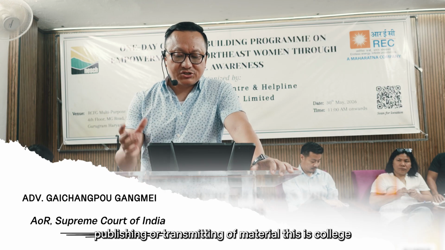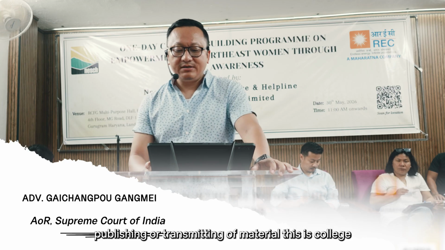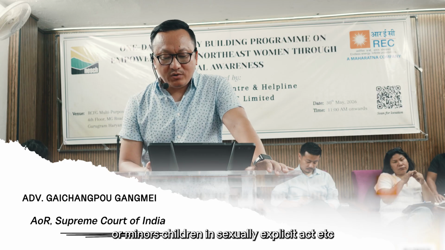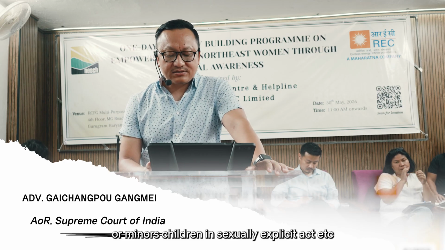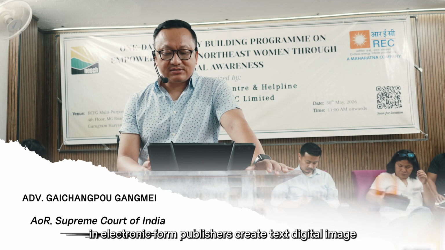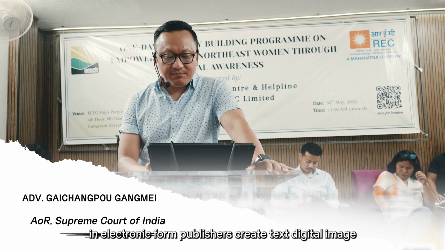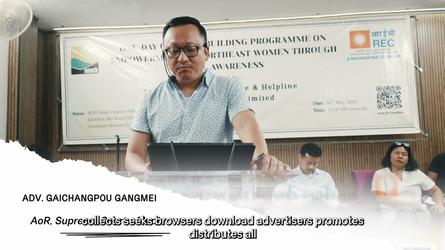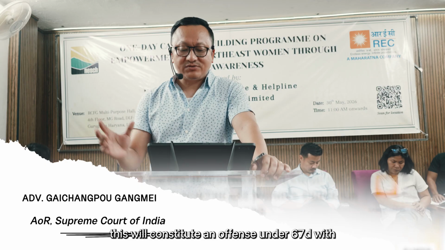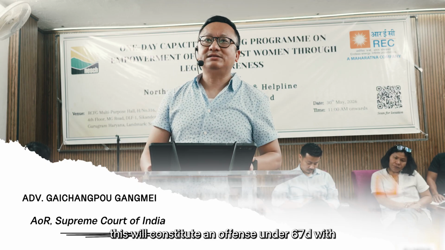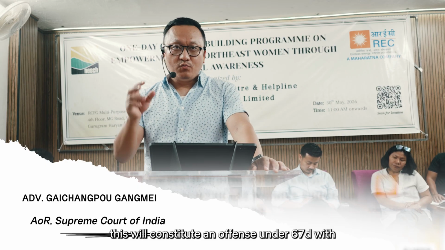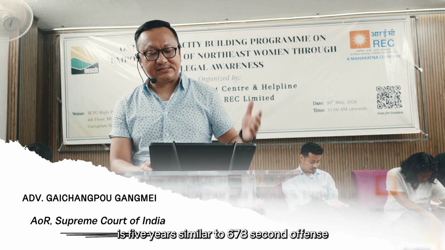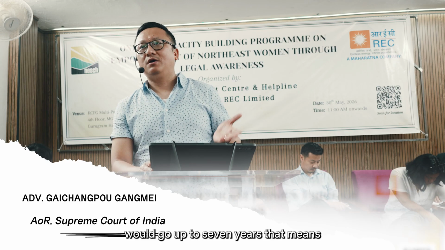67B talks about publishing or transmitting of material, called minors, children in sexually explicit act, etc., in electronic form. Publishers create text, digital image, collects, seeks, browsers, download, advertises, promotes, distributes. All this will constitute an offense under 67B, and the punishment is again, first offense is 5 years, similar to 67A. Second offense would go up to 7 years.